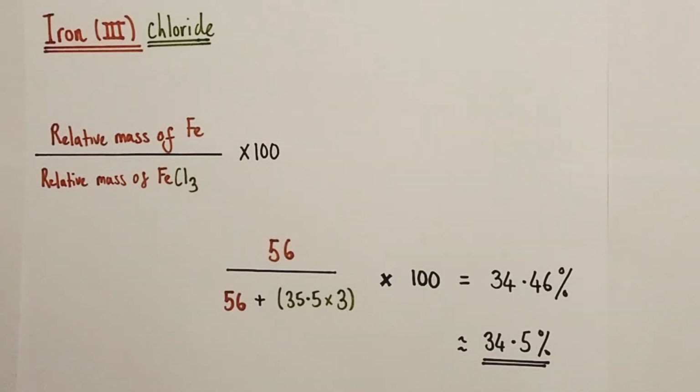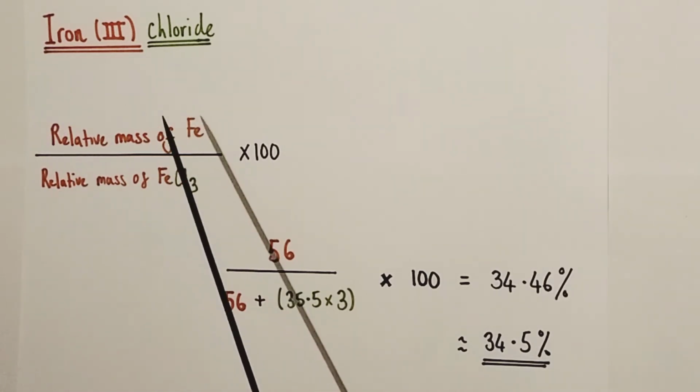Okay, let's try our first worked example. We're going to use the compound iron(III) chloride in this example. That has the formula FeCl3. Imagine we were asked to find out the percentage composition by mass of iron found within iron(III) chloride. That would look like this.